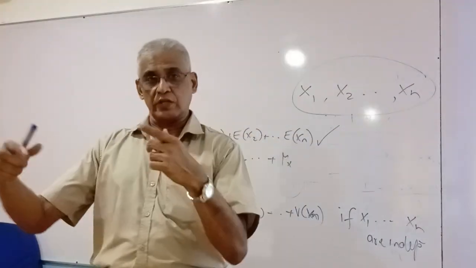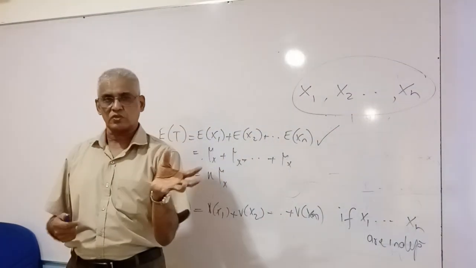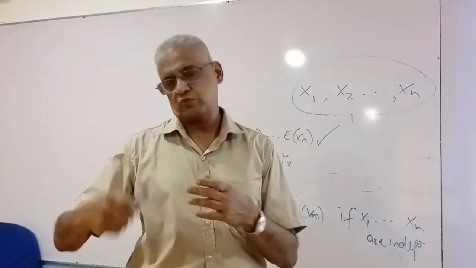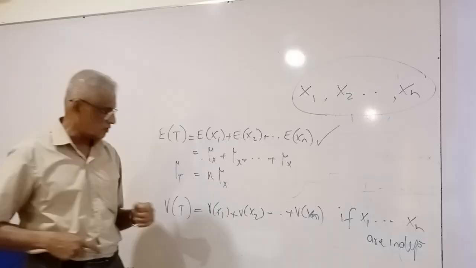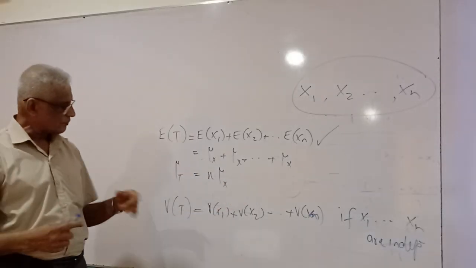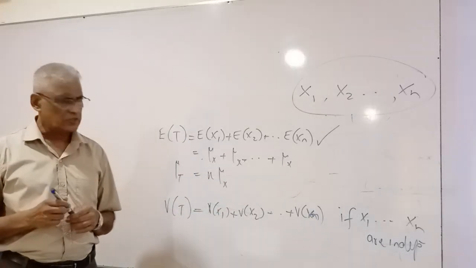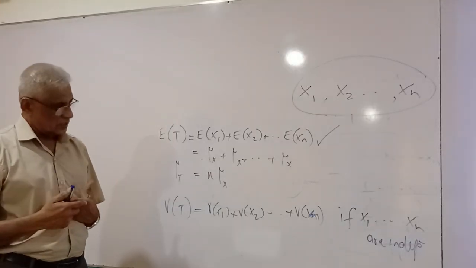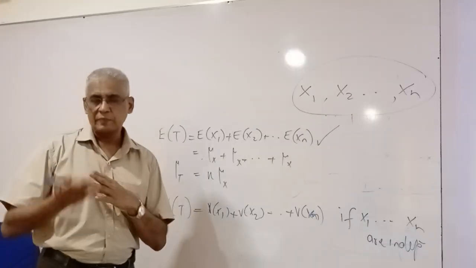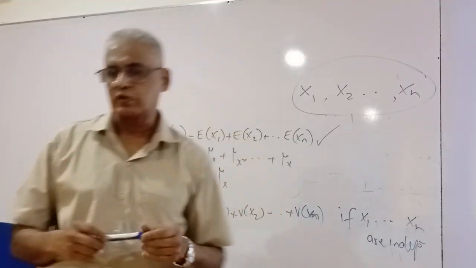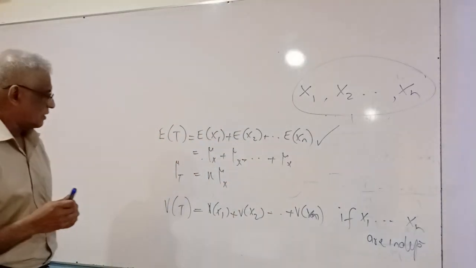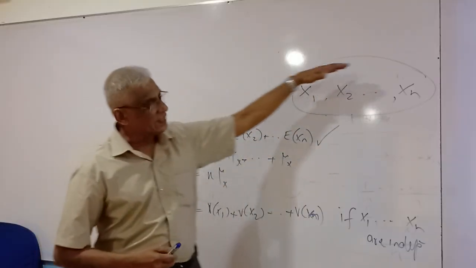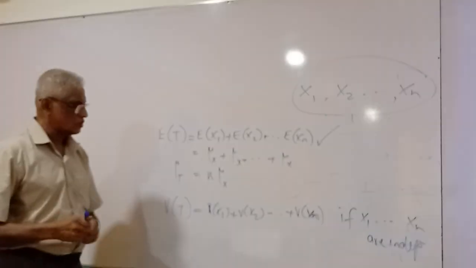There are twice the covariance between x1 and x2, plus twice the covariance between x1 and x3, and all those covariances will come in here. Some of the covariances can be positive, some of them can be negative. So that is why independence and dependence are important when you are talking about especially the variance. So if you have a random sample, we assume that they are independent, so therefore this result is valid.